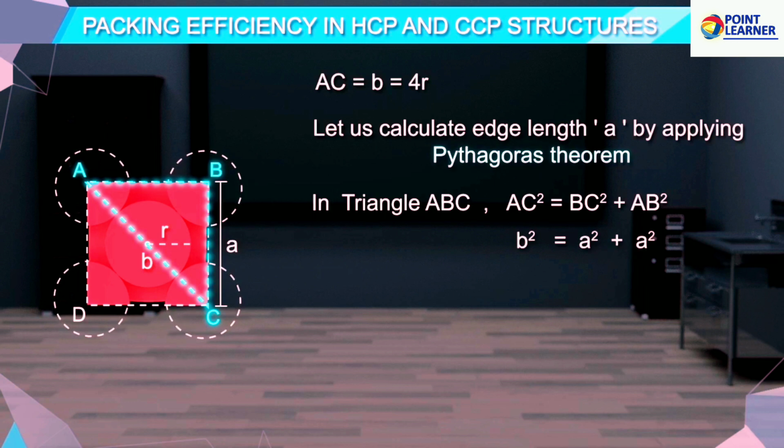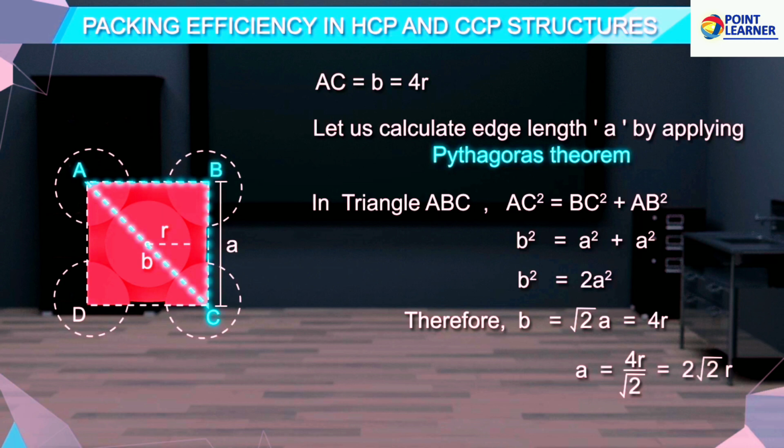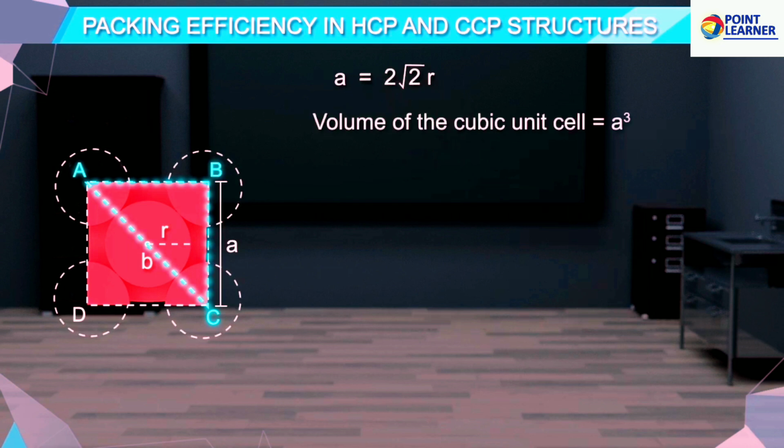b square is equal to a square plus a square. b square is equal to 2a square. Therefore, b is equal to square root 2a, which is equal to 4r. Therefore, a is equal to 4r by square root 2, which is equal to 2 square root 2r. Volume of the cubic unit cell is equal to a cube, which is equal to (2 square root 2r) whole cube.